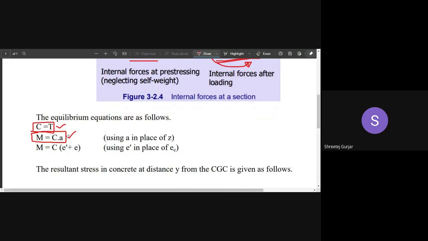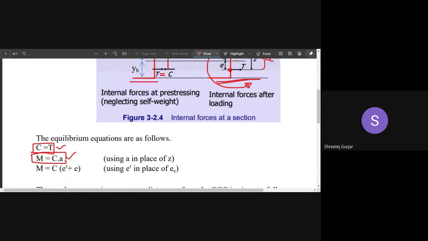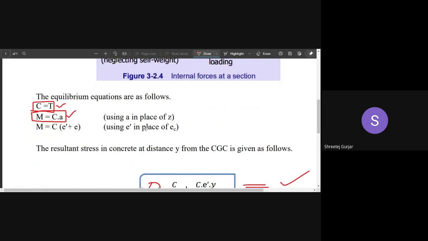So what is A equal to? This is A, it is equal to EC plus E. EC plus E is equal to A. So that is what we have substituted here. And instead of EC, what will we write? We will write E dash. E dash we will use instead of EC. So remember this, we will be using this. M is equal to C into E dash plus E.